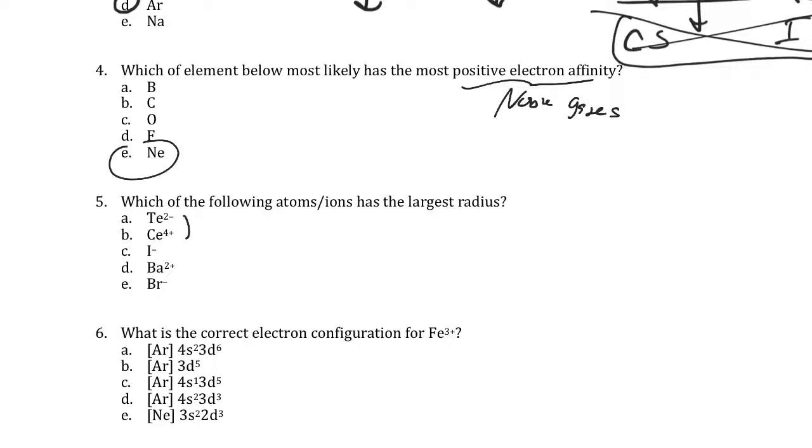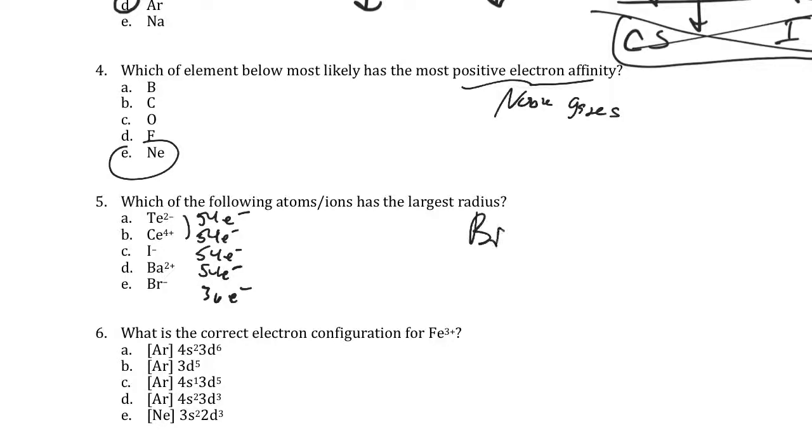Just pulling up a periodic table. Tellurium, 54 electrons. Cerium, element number 58, loses 4 electrons, 54 electrons as well. Iodide, 54 electrons. Barium, 56 minus 2, 54 electrons. Bromide, only 36 electrons. Looking for the biggest.